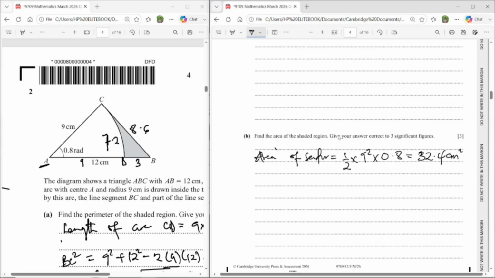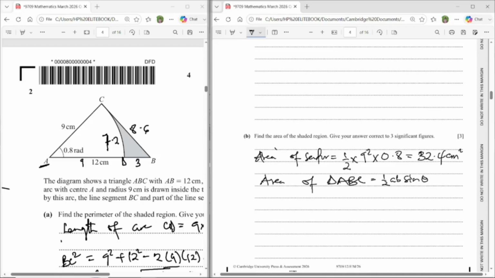Now area of triangle ABC. We are going to use the formula half ab sine theta, where a and b are just two sides of the triangle and theta is the angle between the two sides, right? Remember, a and b are any two sides of the triangle, and theta is the angle in between the two sides. What that means is that if we are picking a and b to be line AC and line AB, then our angle is supposed to be 0.8.